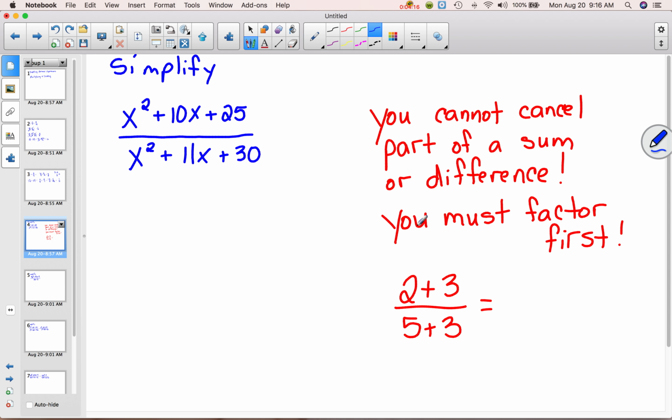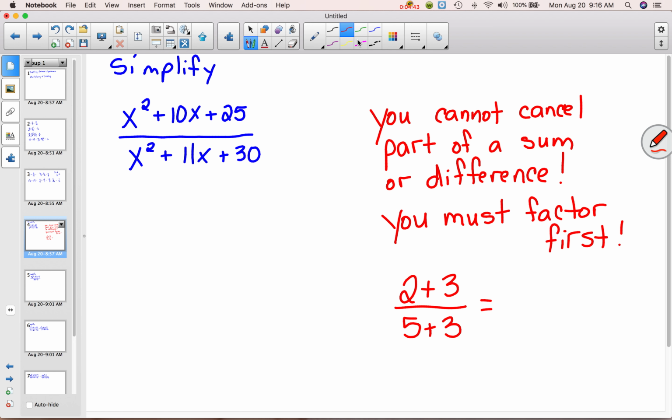Well, now all of a sudden we're dealing with rational expressions that have algebraic expressions. So what you cannot do, you cannot look at this and say, oh, look, 25 and 30. 5 goes into 25 5 times, 5 goes into 30 6 times. No, no, no. Do not do that. You cannot cancel part of a sum or a difference.